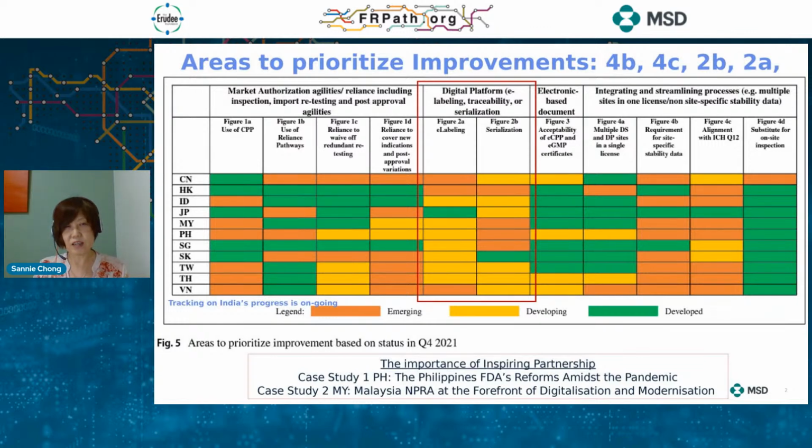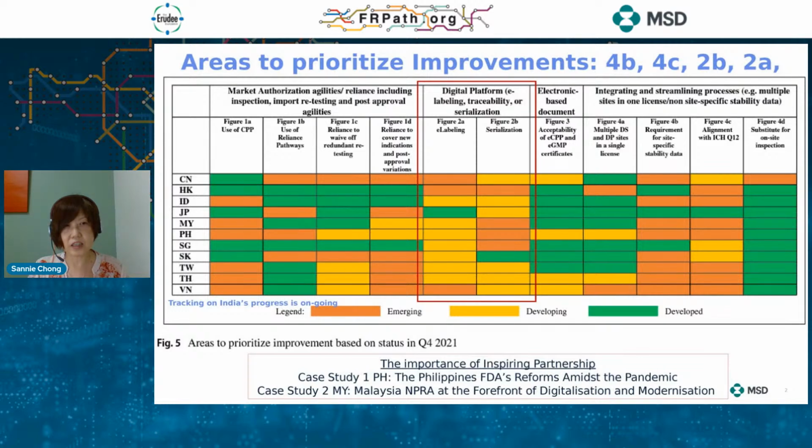And so with this, you see the difference and the status of reliance pathway implementation in Asia, and also the requirements of the set stability data and multiple sites license situations, as you see here, shown in figure 5. And the status shown here is as of Q4 2021, and that is more than a year now. We are still continuing to track the situation.